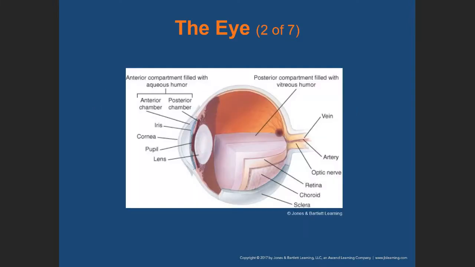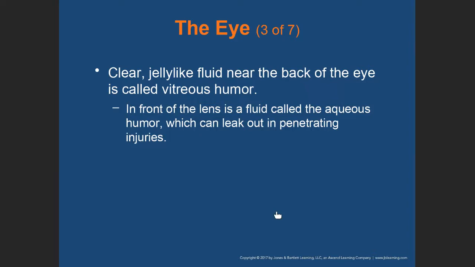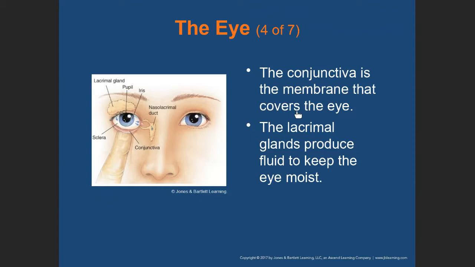So that diagram shows the layout of structures within the eye. The clear, jelly-like fluid near the back of the eye is called vitreous humor. In front of the lens is a fluid called the aqueous humor, which can leak out in penetrating injuries. The conjunctiva is a membrane that covers the eye. The lacrimal glands produce fluid to keep the eye moist.